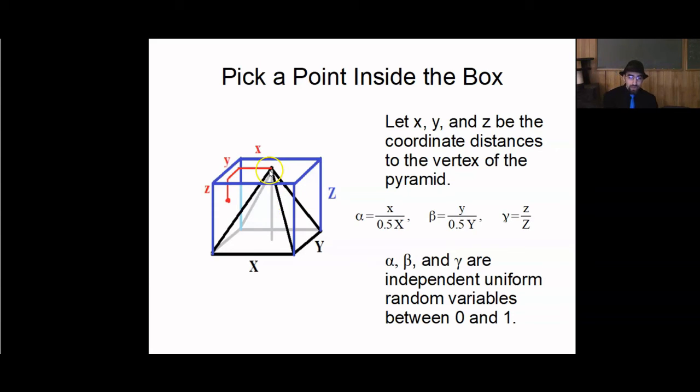If you're right at the vertex, each of them is 0. If you're down at one of these four corners, each of them is 1. Now if you're right down here, z is 1, x and y are both 0. So you've got independent, identically distributed, uniform variables between 0 and 1.